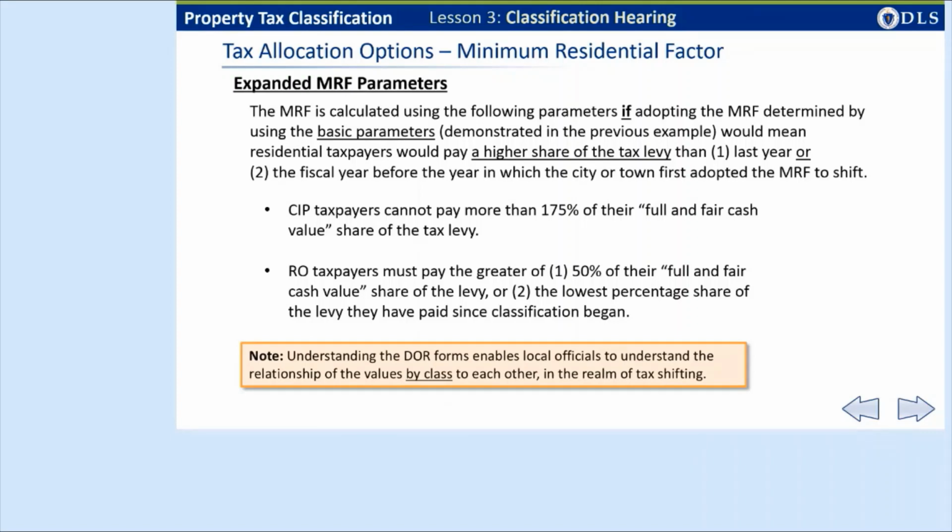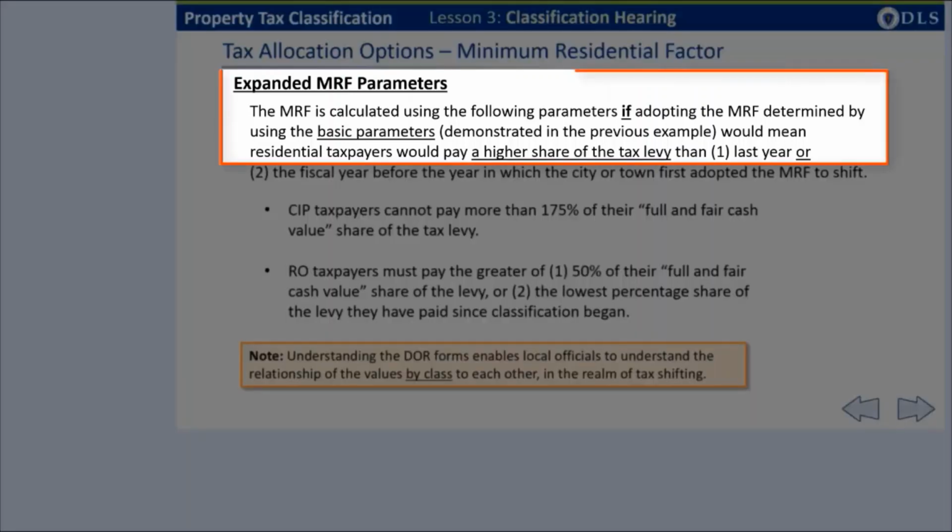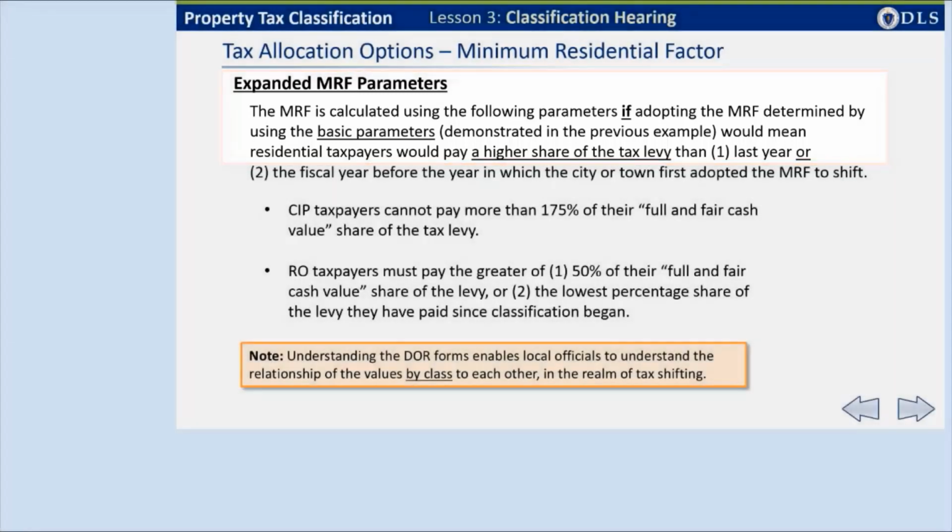Under two circumstances, the parameters for calculating the minimum residential factor, or MRF, are expanded. The first is when adopting the MRF determined by using the basic parameters, demonstrated in the previous example, would result in residential taxpayers paying a higher share of the tax levy than they paid last year. The second is where the MRF would result in residential taxpayers paying a higher share of the tax levy than they paid in the fiscal year before the fiscal year the city or town first adopted the MRF to shift its tax levy. The expanded parameters are: CIP taxpayers cannot pay more than 175% of their full and fair cash value share of the tax levy.